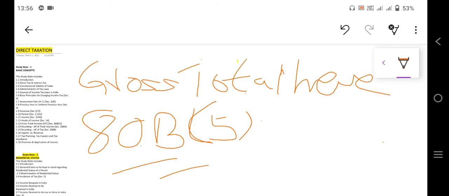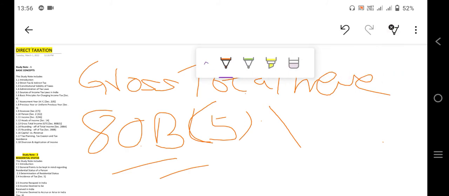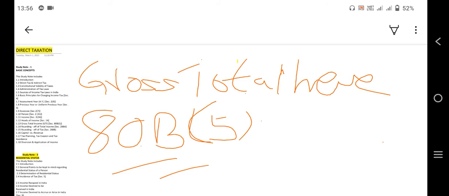From the gross total income, after adjusting set off and carried forward losses, the deductions under chapter 6A are provided, because the assessee gets benefits from the Income Tax Act. We discuss this in chapter 6A to arrive at the total income or taxable income. Total income is the taxable amount when the assessee pays.